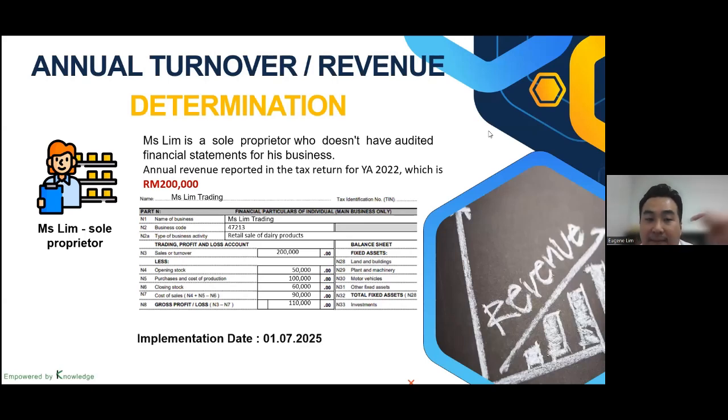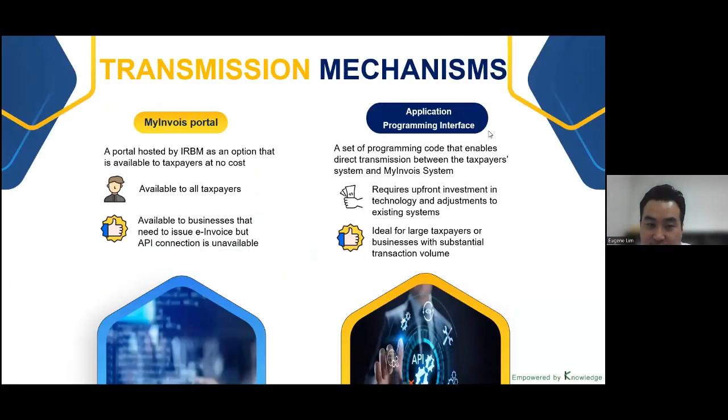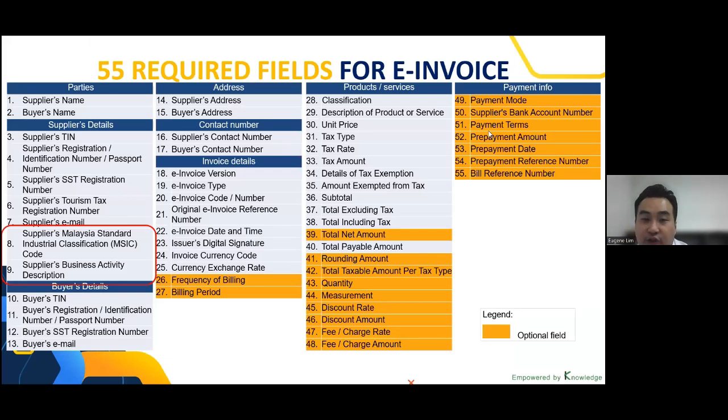47213 is their MSIC code. So this is the MSIC code for Muslim. So when you're doing your personal tax return, you indicate your business code or not? You need to check. So the type of business activity, same thing. This information is going to appear in your e-invoice.